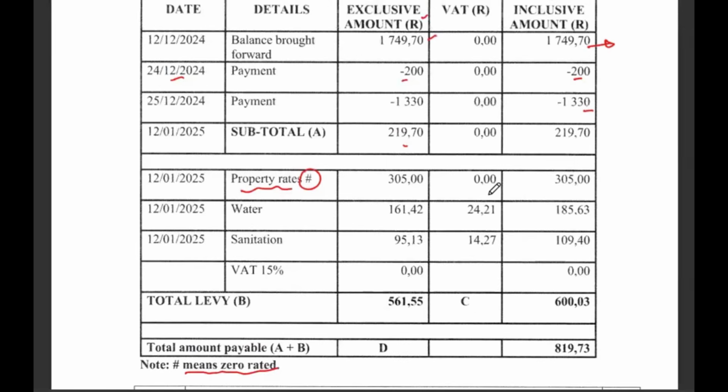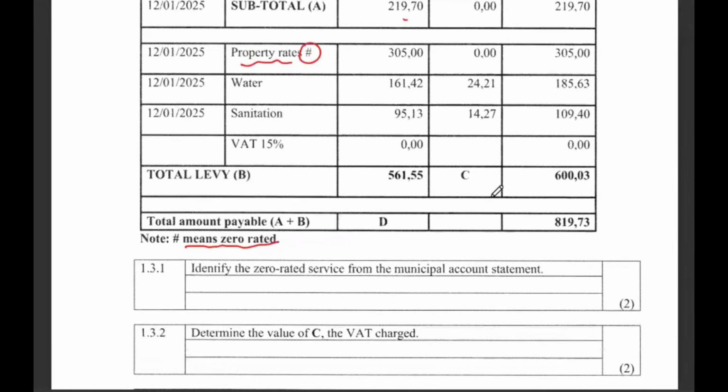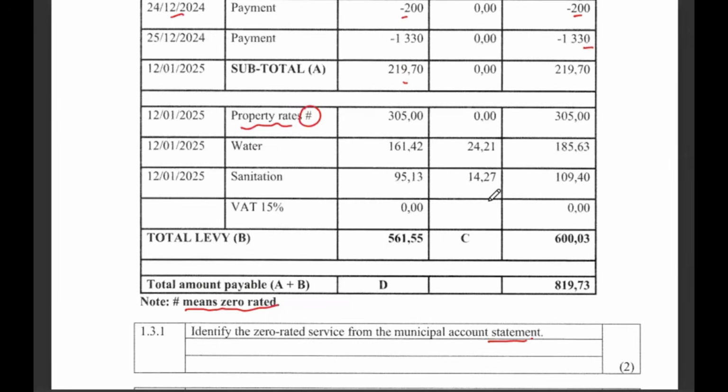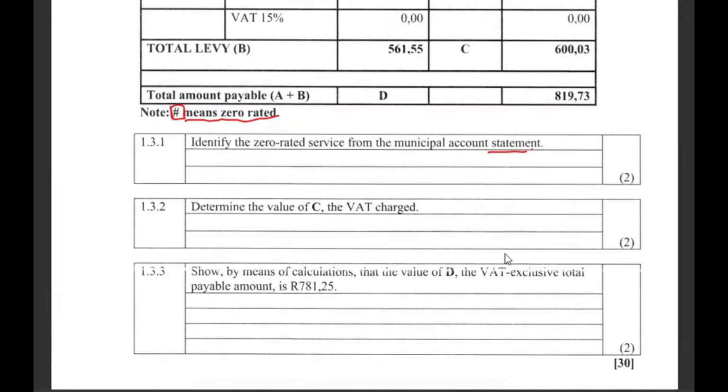So we've studied this and the amounts and all of that. They're asking us to identify the zero-rated service from the municipal account statement. So remember, they gave us a hint that where we see the hashtag, that's the zero-rated, and it's basically the property rates. So our answer here is just going to be property rates.